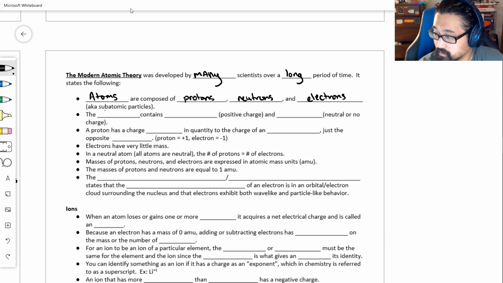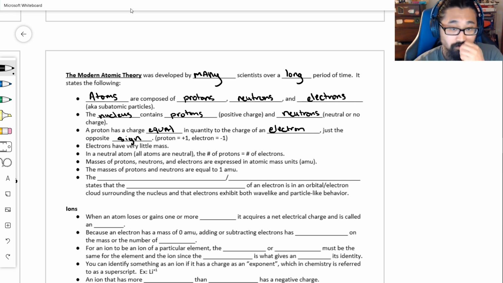We know that the nucleus contains protons, which have our positive charge, and it contains neutrons, our neutral charge. Protons have charge equal in quantity to the charge of an electron, but the sign is opposite. The protons are positive, electrons are negative. Electrons have little mass, functionally zero. Neutral atoms, number of protons is equal to number of electrons, and the masses of all those subatomic particles is expressed in what we call atomic mass units, or AMU.